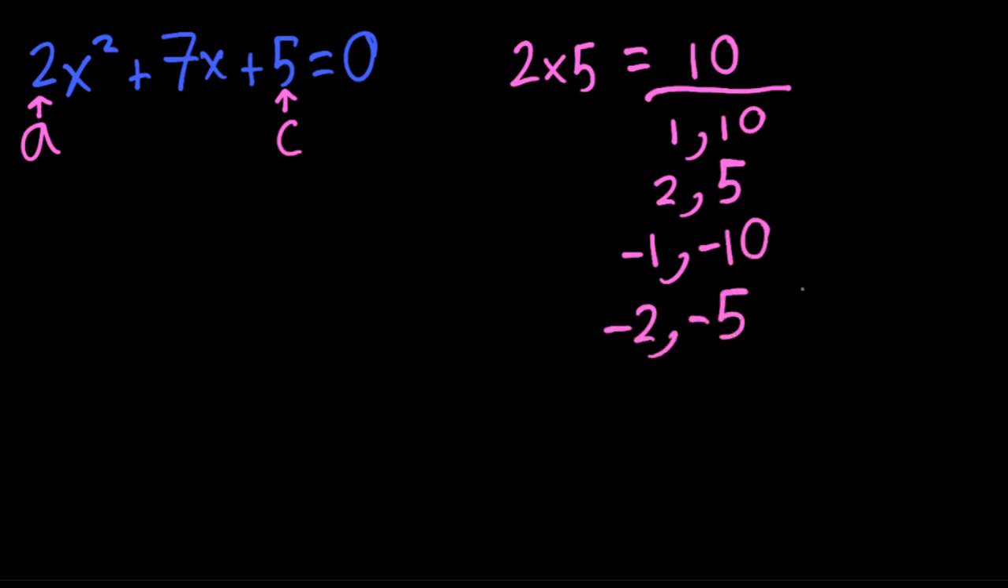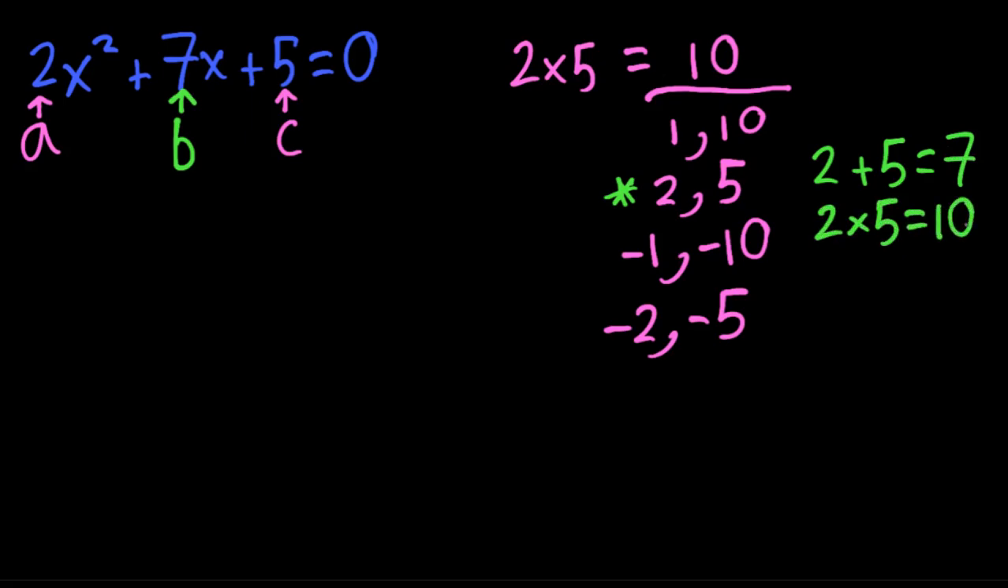So here, now we need to look at these factors and see which one of these will add up to give us the middle value of the quadratic, which is the b. In this case, it's 7. So we'll look at these factors, and we can see that it's this one, because 2 plus 5 is equal to 7, and at the same time, 2 times 5 is equal to 10. So these are the numbers that we need.